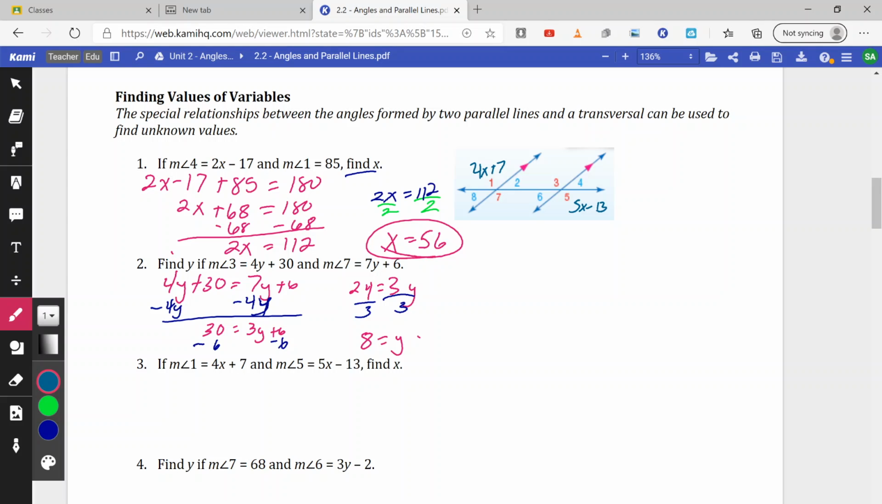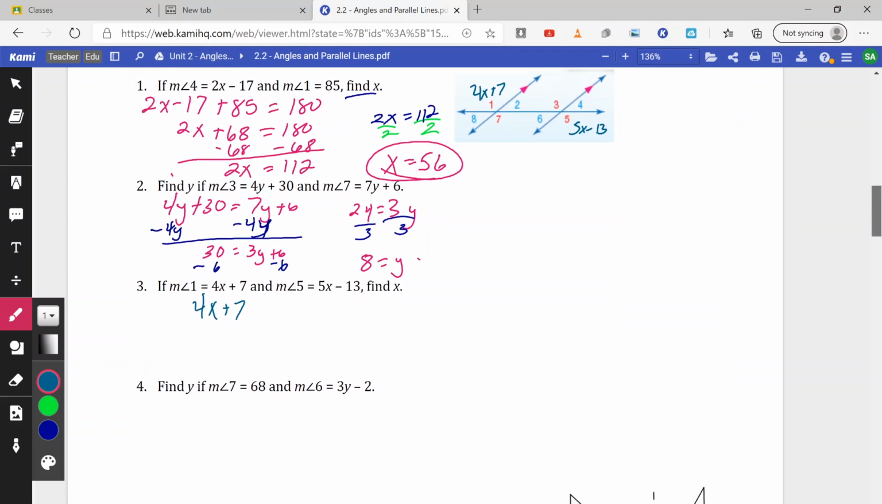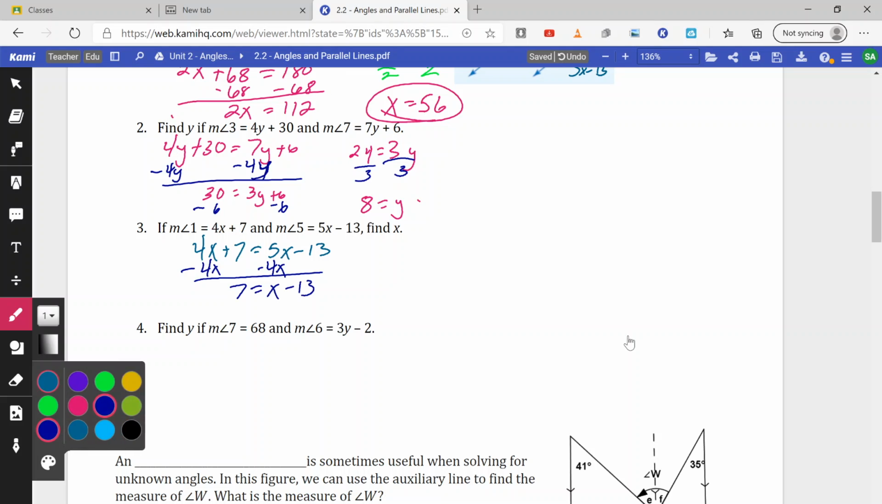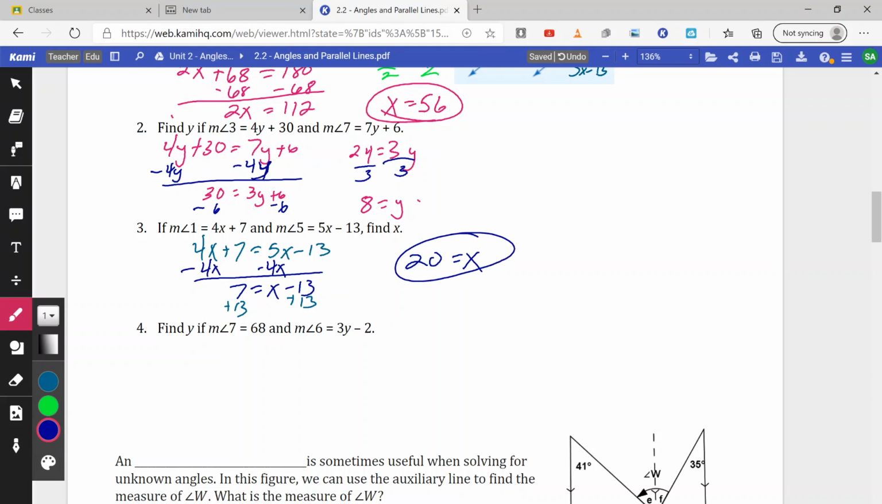So we'll set them equal to each other here. 4x plus 7 is equal to 5x minus 13. And just like before, it's easier to move the smaller x, so we'll subtract 4x from both sides. So we get 7 is equal to x minus 13. If we add 13 to both sides, we get 20 equals x. So we were able to find our x value.